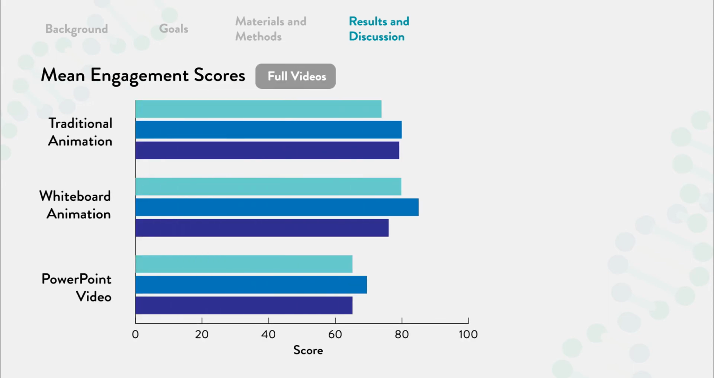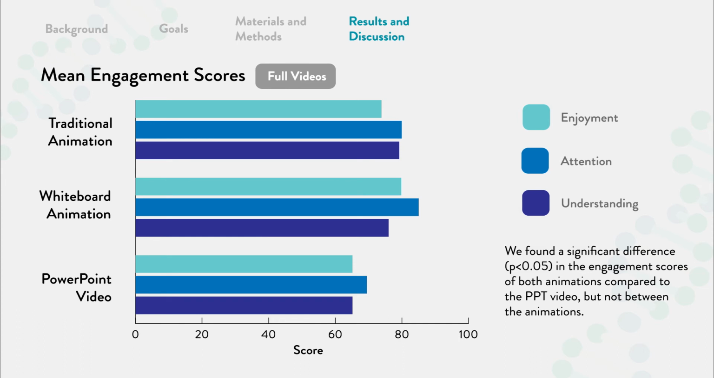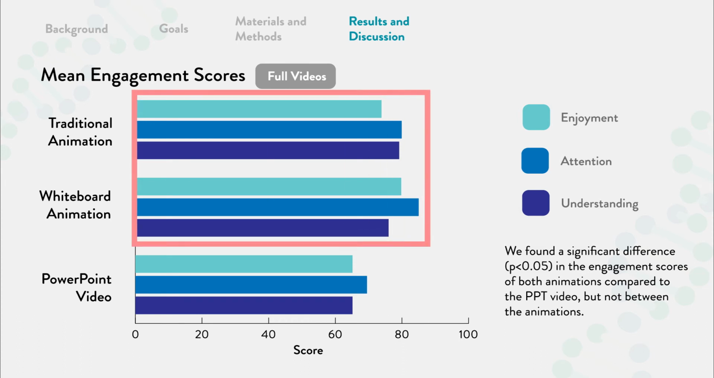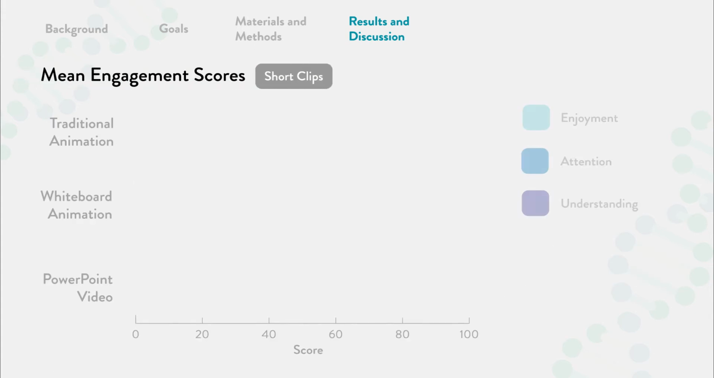Next, we have a chart describing the average engagement scores from participants who watched full videos. Each color represents a different variable of engagement: enjoyment, attention, and understanding. There was a significant difference between both animations compared to the PowerPoint video. However, we did not find a significant difference for any of the engagement scores between the 2 animations.